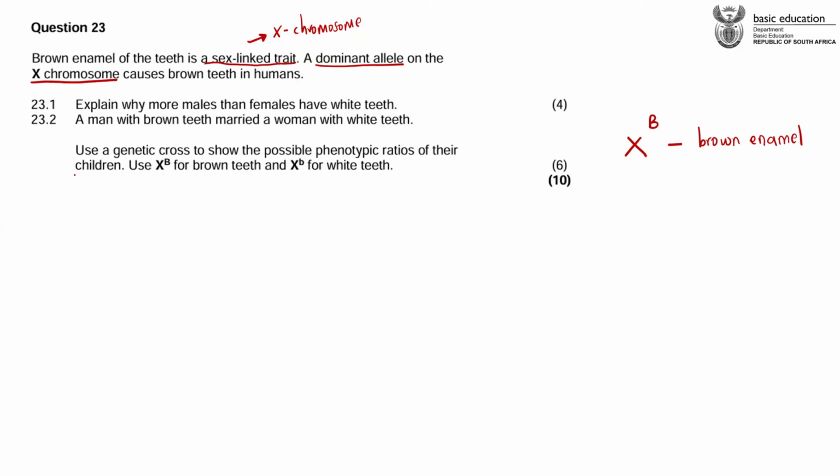First of all, do you guys know what is brown enamel? No, sir. All of you guys, you don't know what brown enamel is referring to? It's brown teeth, guys, like literally brown teeth. Other people's teeth can never be white. They are brown. Now explain why more males have white teeth than females.